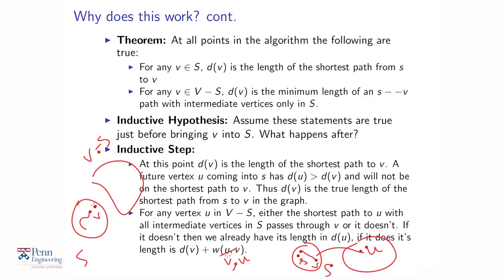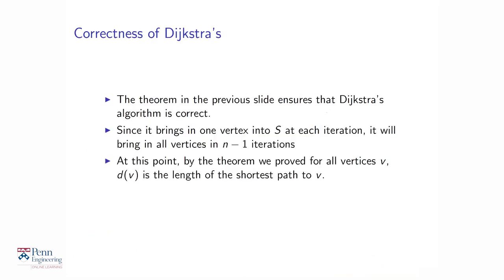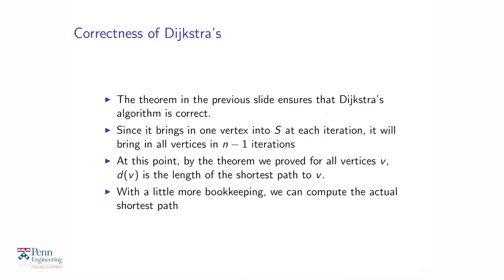So this is why the algorithm works: if this invariant continues to hold as vertices come into capital S, then at the end, all the vertices are in capital S, and the first invariant says that the D values of the vertices are in fact the lengths of the shortest paths to those vertices. So we've found the shortest paths. The theorem in the previous slide ensures that Dijkstra's algorithm is correct, and we are finding the lengths of all the shortest paths. Now, all of this is just an algorithm to compute the lengths of the shortest paths to every vertex. If you did a little bookkeeping, you can actually compute the paths themselves.